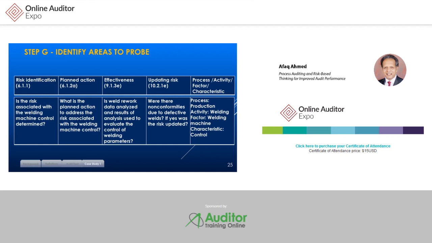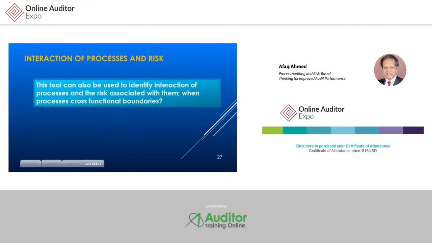So, audit questions may include, is the risk associated with the welding machine control determined? What is the planned action to address the risk associated with the welding machine control? Is weld rework data analyzed and results of analysis used to evaluate the control of welding parameters? Were there non-conformities due to defective welds? If yes, was the risk updated? Similarly, questions can be developed around risk associated with process factor characteristic welder qualification.